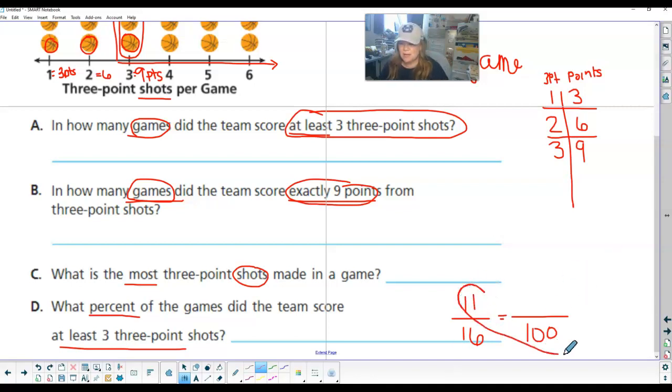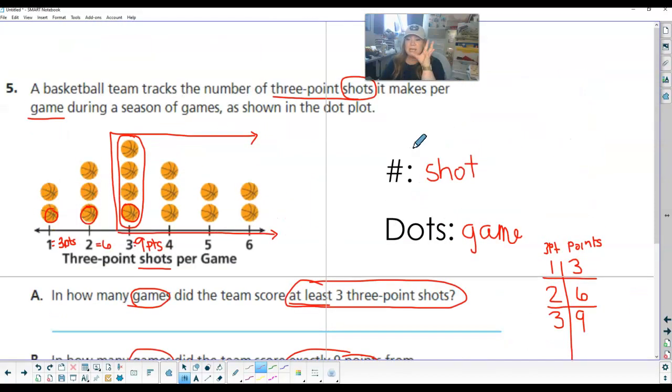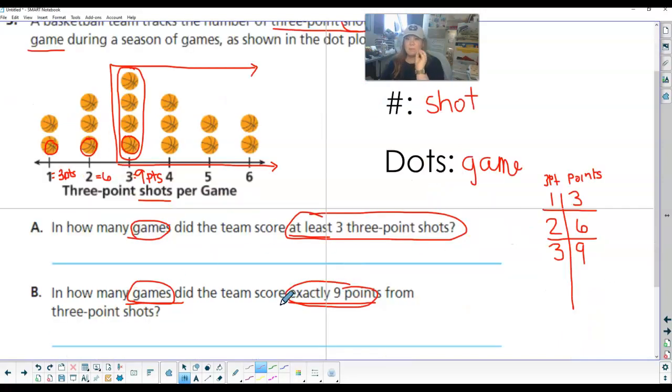So we're going to multiply, which is 11 with 2 zeros. And I'm going to divide that by 16. I can tell you it is going to have 2 decimal places here. So something above each of those numbers. So go ahead and figure that one out. So understanding shots versus dots, or the shots versus the game, can really help you break apart the question. Write down, what do you know?